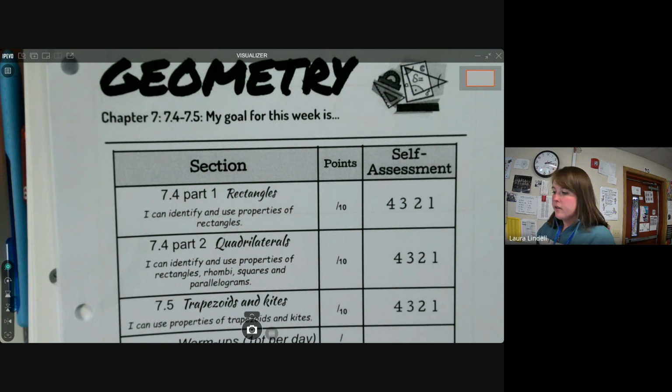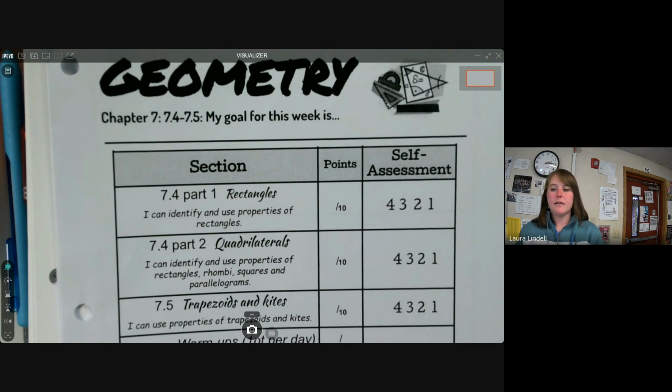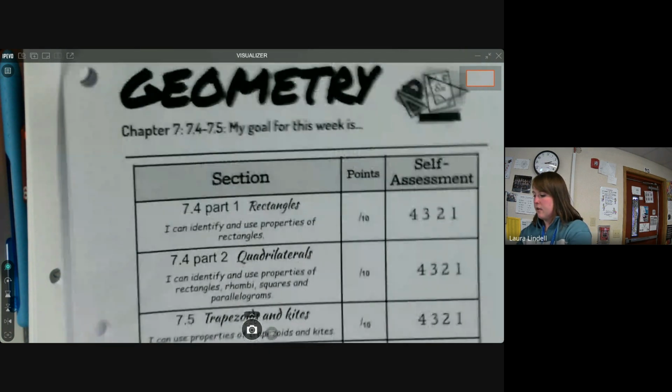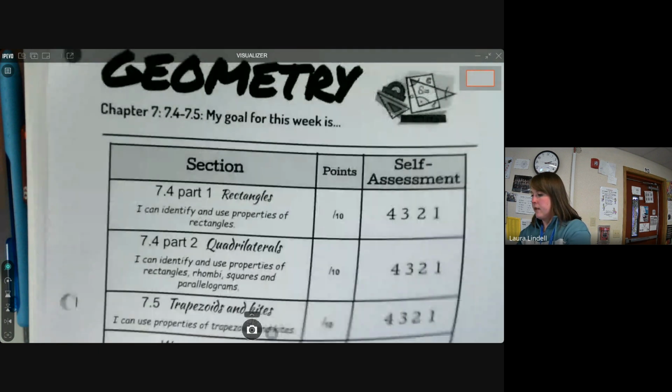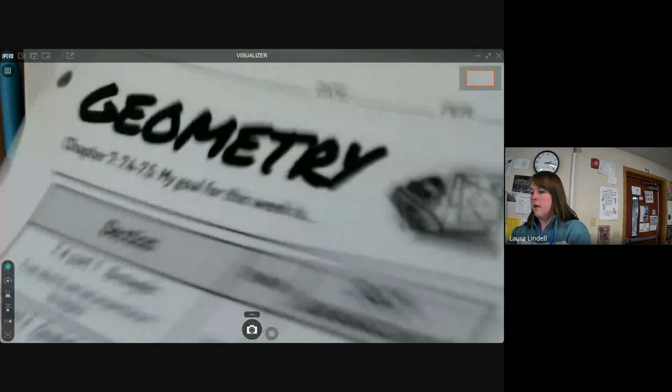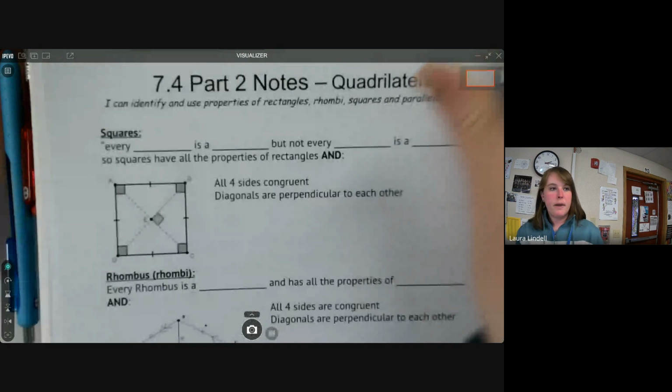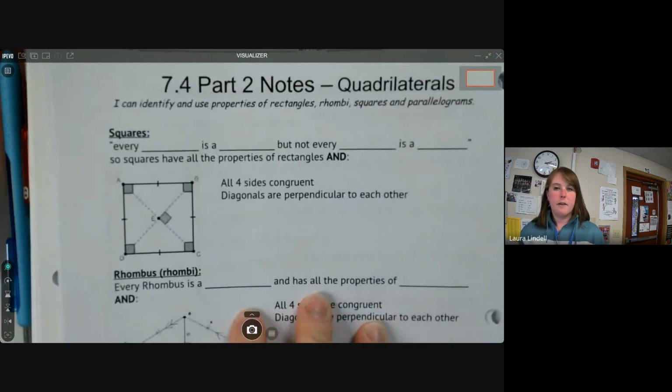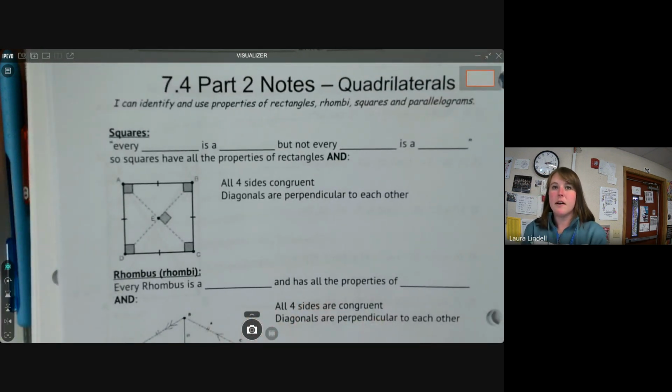And we're going to talk about how all of those things are related to one another. So with your 7.4 and 7.5 packet, go ahead and flip to the notes for 7.4 part 2, and we'll get started. All right. So it's only going to be one page of notes, and they are fill in the blank style for the most part. So you're welcome.